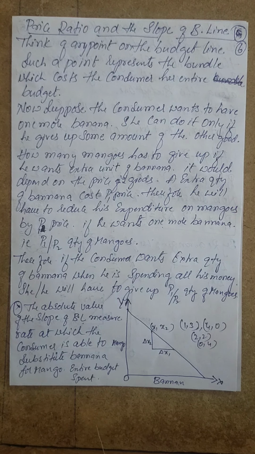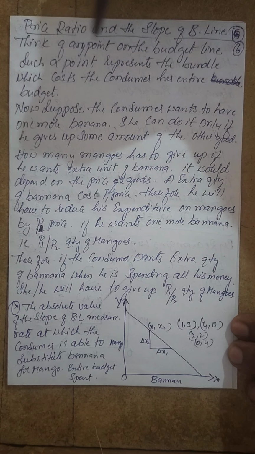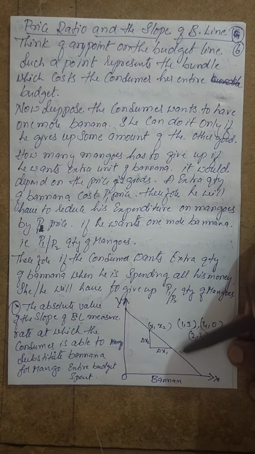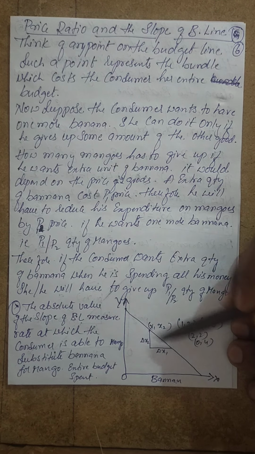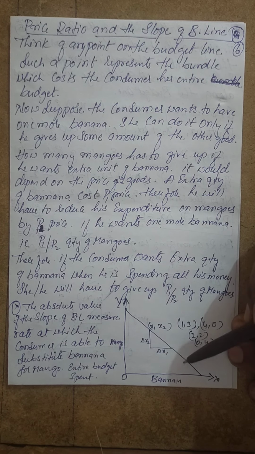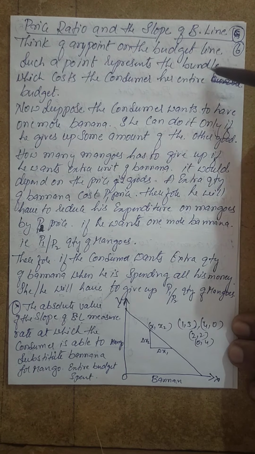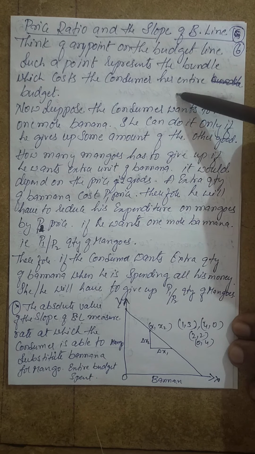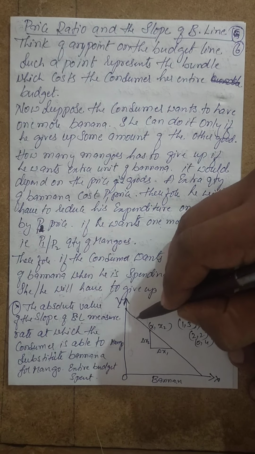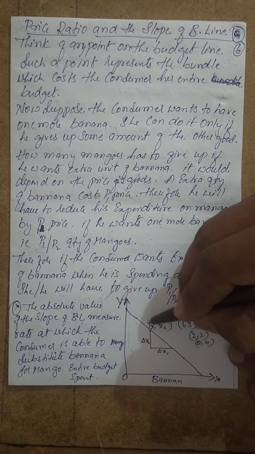Okay, so let us speak about this. What does it say? Think of any point on the budget line. Any point, either here or here or here, any point on the budget line, since it is a straight line, any point you take becomes the same. Any point on the budget line represents the bundles which cost a consumer her entire budget. For example, if you take the point here, or anywhere you take points on the budget line.